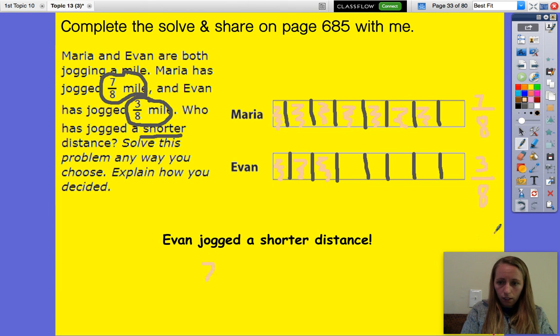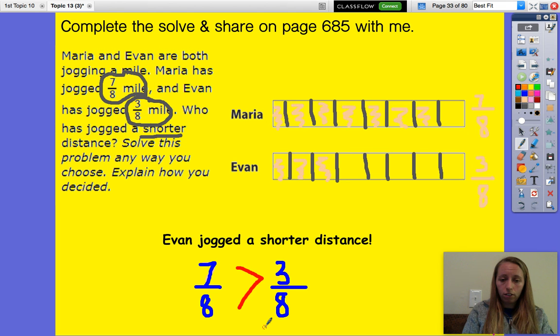We have 7/8 and 3/8. Now I'm going to repeat this again. Our numerators are different. Our denominators are the same. So when the denominators are the same, we just look at the numerator and compare those. Is 7 greater or is 3 greater, right? 7's greater. So our symbol is going to face this way. 7/8 is greater than 3/8. Right? Evan jogged a shorter distance. Let's try another one together.